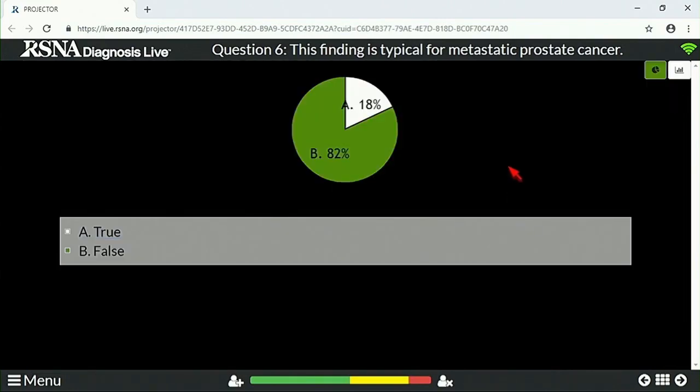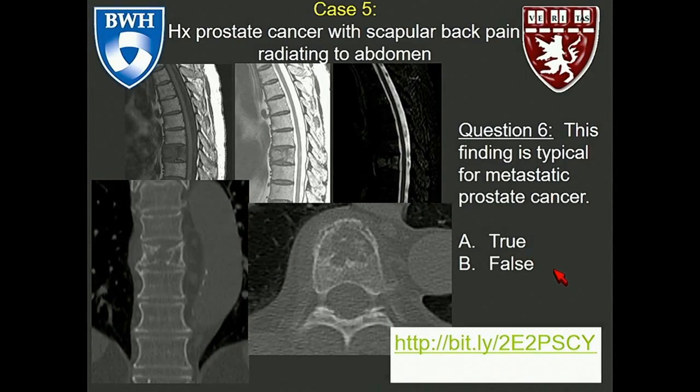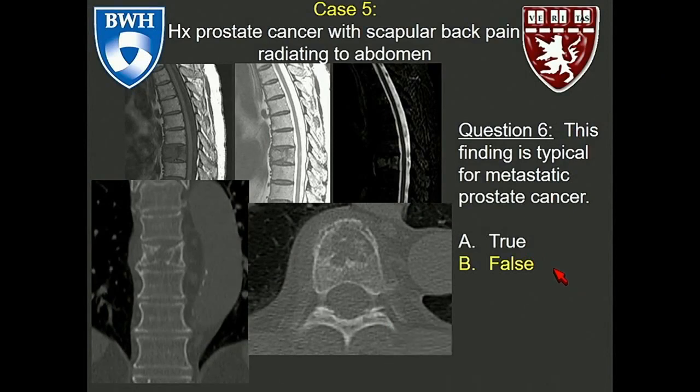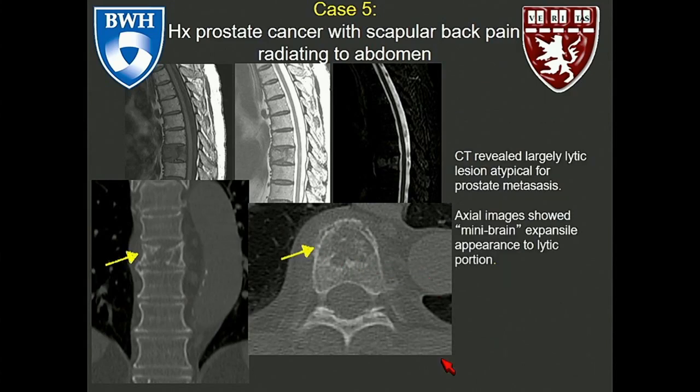All right, excellent. So the majority got it here. So false is the correct answer in this particular case. So many of you know that prostate cancer is typically sclerotic or osteoblastic in terms of its findings. And in this particular case, this is a predominantly lytic lesion, an osteolytic lesion. What's important to note is that the lytic lesion has these lobulated contours adjacent to it that are depressing the cortex, almost looking like a mini brain appearance with this expansion associated with it. So this is also known as the mini brain sign.